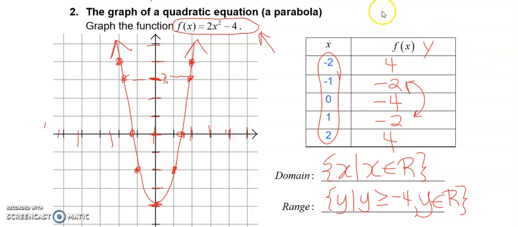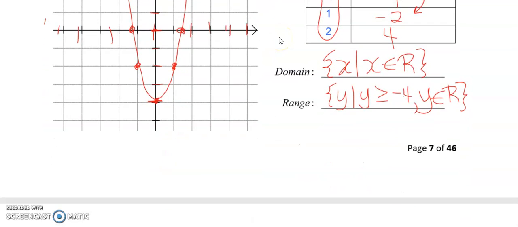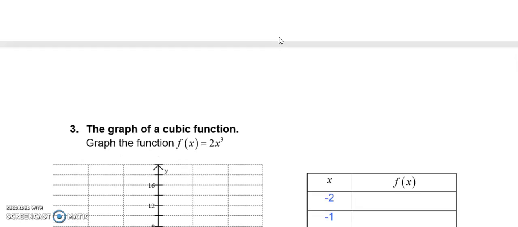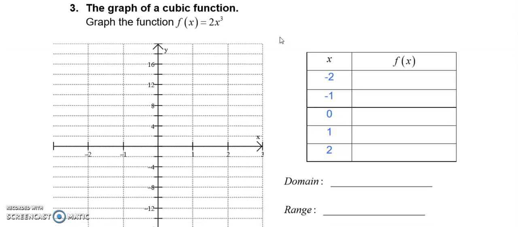Later on, we're going to be looking at domain and range from the equation only. Although you could just draw the graph of it and see what your domain and range is from your graph if you wanted to. Okay, time is ticking by. I think I'm going to have to probably make 2 videos for this topic, and that's fine.